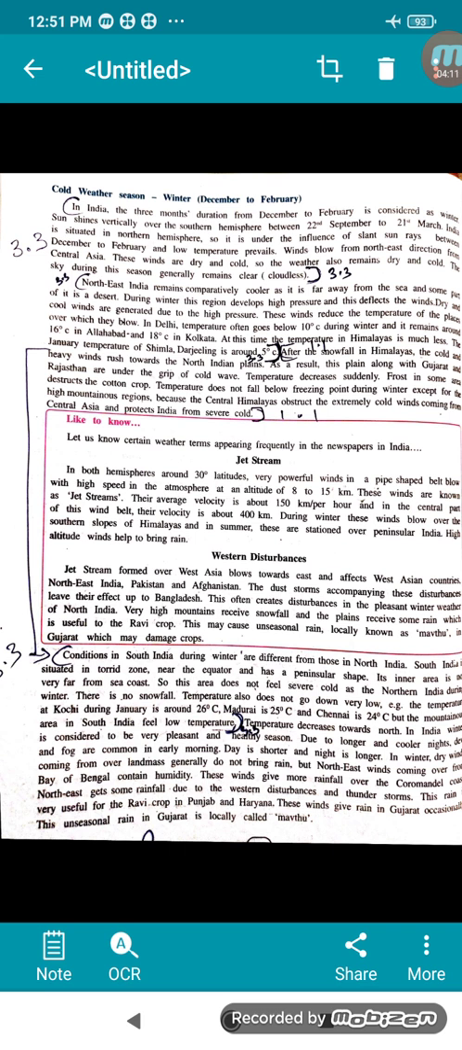Temperature does not fall below freezing point during winter except for the high mountainous region. We are not getting freezing point here, only in the hilly areas or the mountainous region, because the central Himalayas obstruct the extremely cold winds coming from Central Asia and protect us from the severe cold.